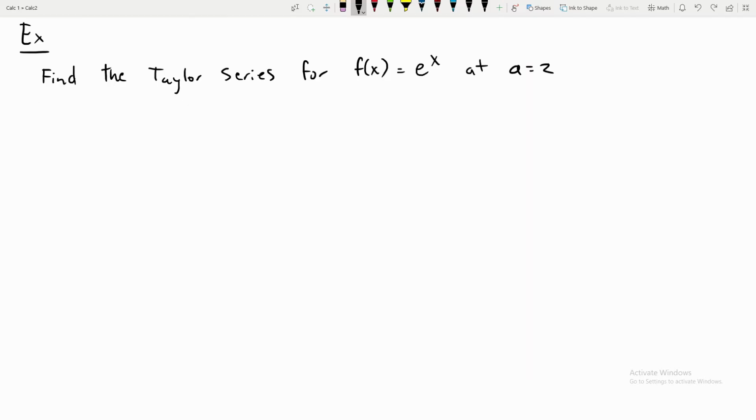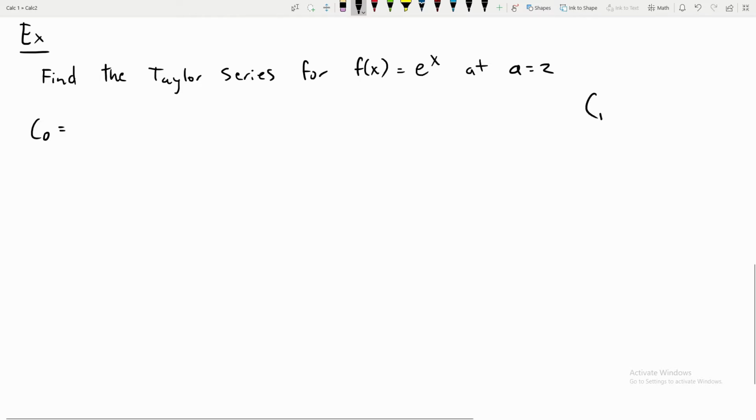So for this example, I've chosen to use the same function right here, which is f of x equals e to the x, just so we can see how the two differ. And in this problem, we are asked to find the Taylor series at a equals 2. So that's given to us. Now let's start the same process. Let's start off by computing maybe 3 or 4 terms just to see how the function looks, and then we can slowly write it in sigma notation.